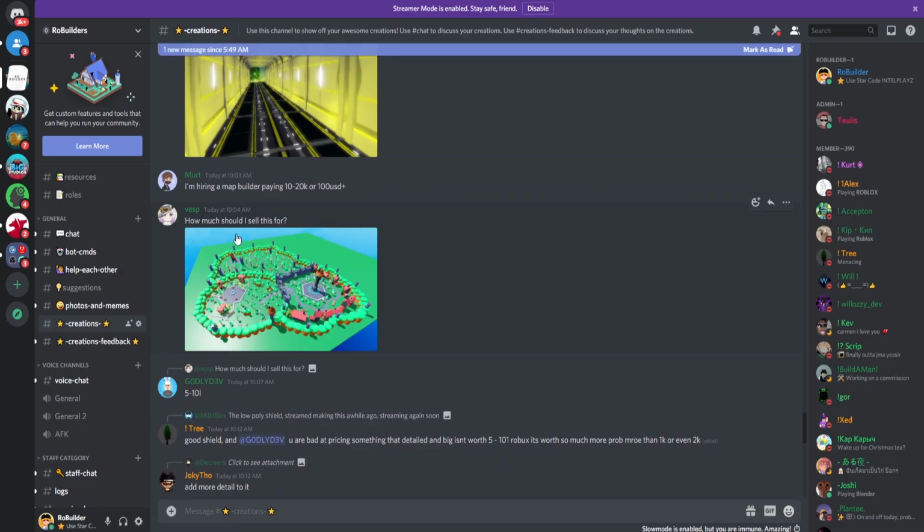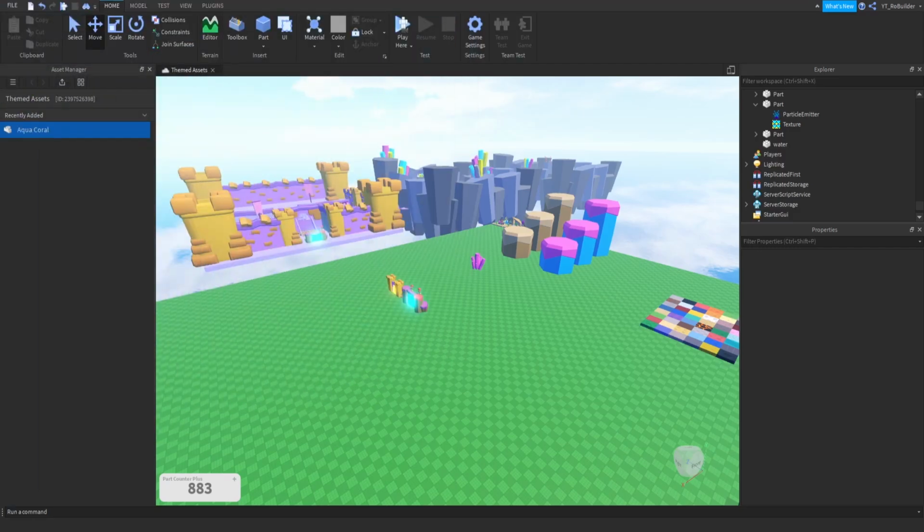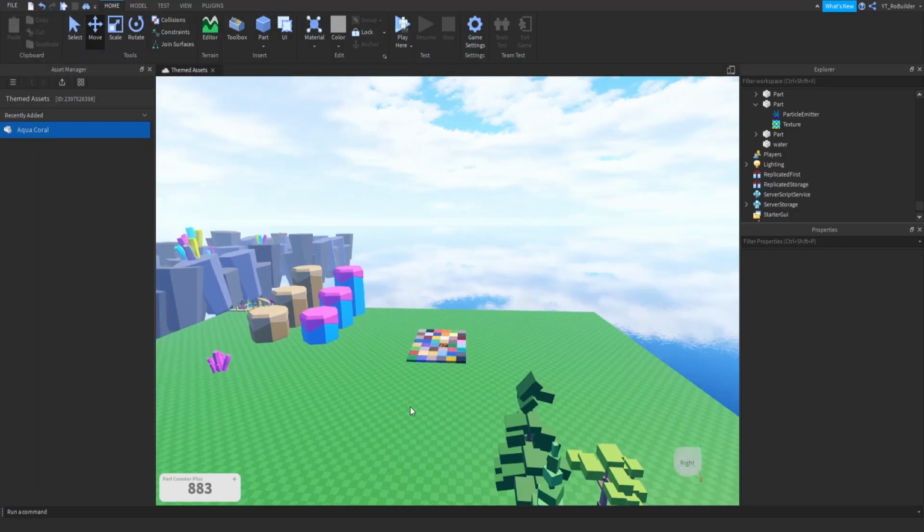All right, so they actually asked how much should I sell this for, and somebody down here replied 25k. So there you go. I mean, my price was sort of ballpark. There's no more full maps within the Discord, so that's kind of where we've got to call that one.